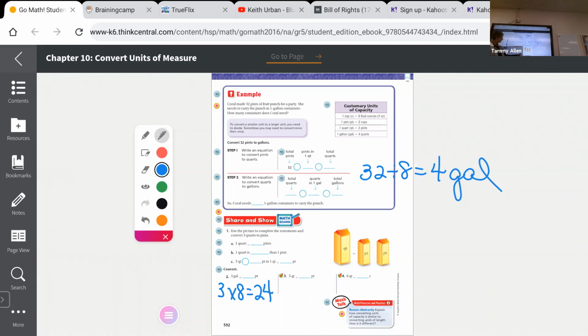We have 5 quarts. We want to know how many pints we have. Well, how many pints are in every quart? 2 pints are in every quart. If I do this, there's a pint, right? So 5 times I have 2 pints, or a total of 10 pints. Does that make sense?